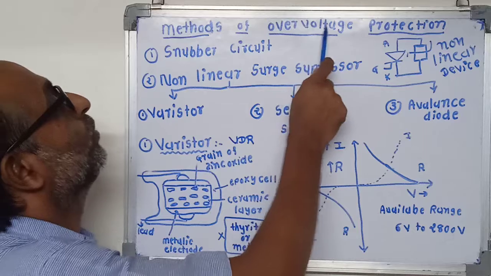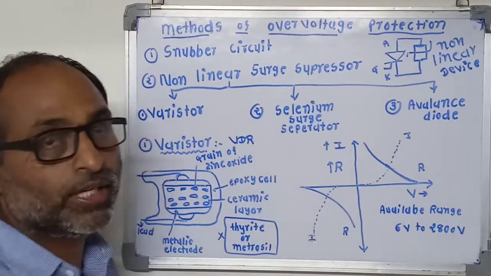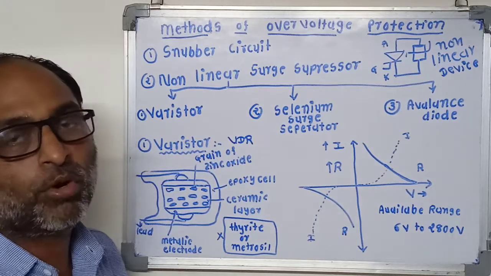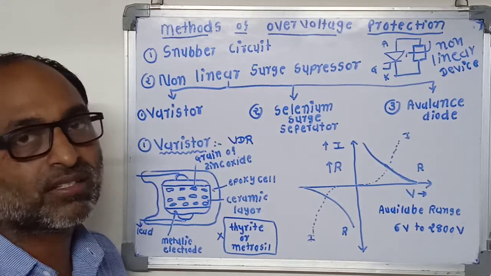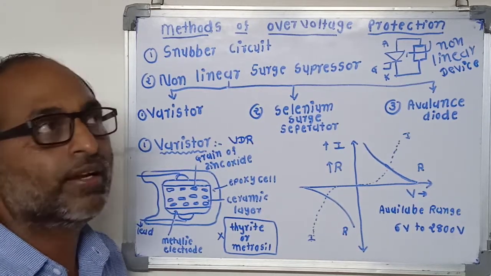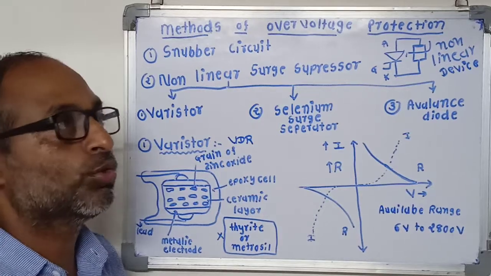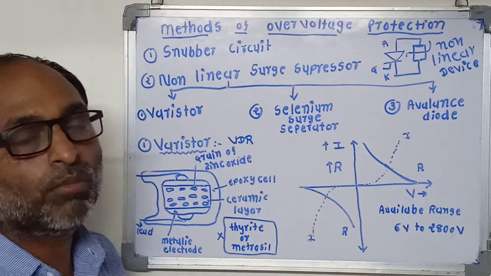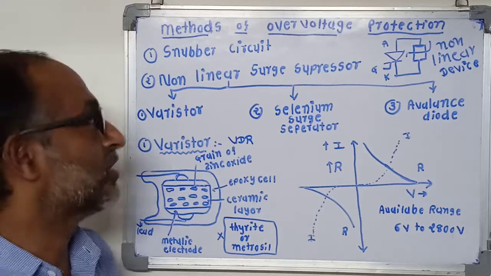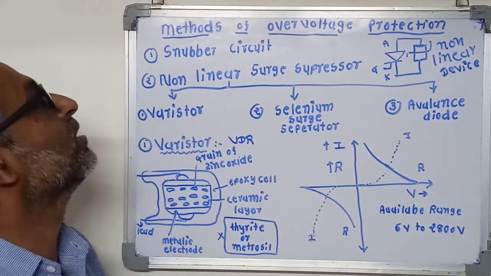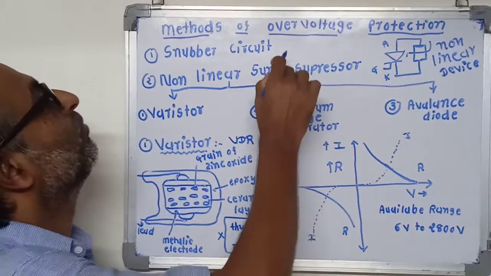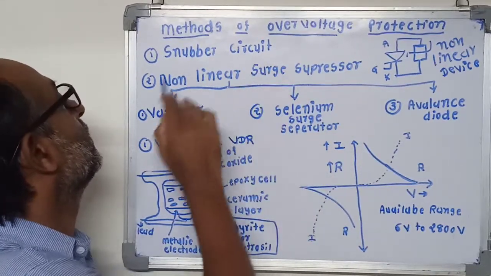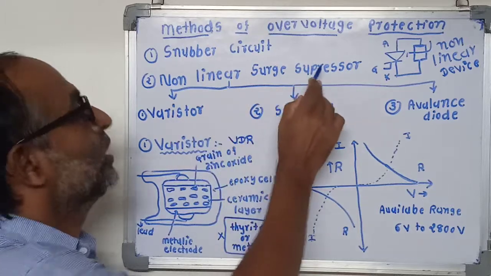Different methods of over voltage protection for the SCR. In order to keep minimum protective components, thyristors are chosen with a peak voltage rating of 2.5 to 3 times their normal working voltage of the circuit. There are two methods used for over voltage protection. First, snubber circuit. Second, non-linear surge suppression.